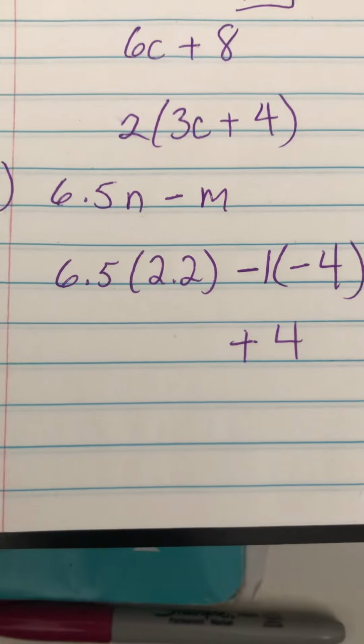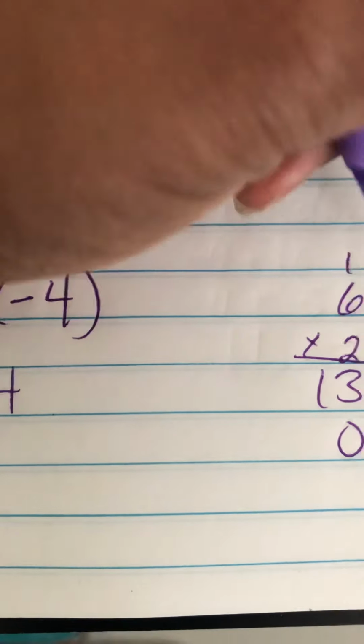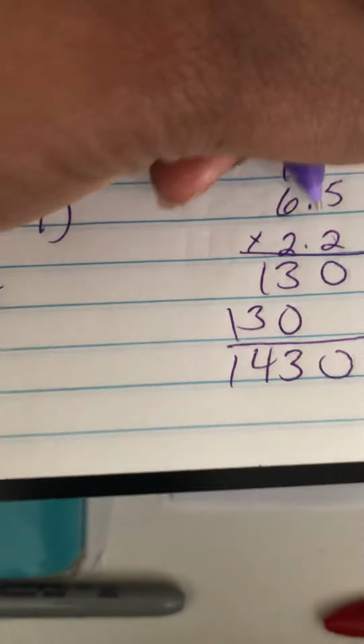Now 6 5/10 times 2.2. Let's just do the math on that real quick. 6.5 times 2.2. 2 times 5 is 10. 2 times 6 is 12, plus 1 is 13. 0, 3, 4, 1, and we have 2 decimal places, so 14 and 30.